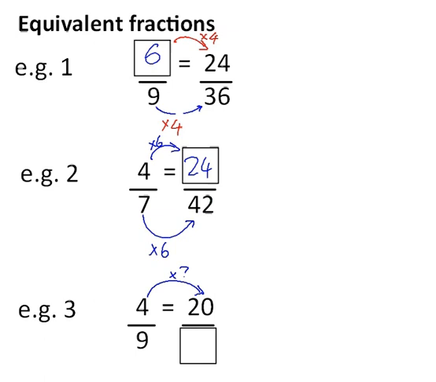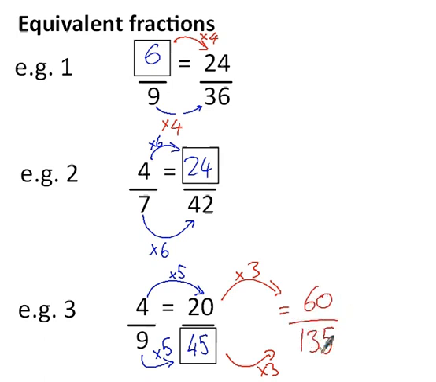And down the bottom, 4 times 5 gives you 20. So in that case, I need to multiply the bottom by 5 as well. 9 times 5 is 45. So 4 over 9 is equivalent to 20 over 45. I could quite happily keep on generating equivalent fractions simply by multiplying the top and the bottom by the same number. So let's say I wanted to multiply the top and the bottom now by 3. I could do that. Equals 60 over 135. So this fraction, and this fraction are all equivalent to each other.